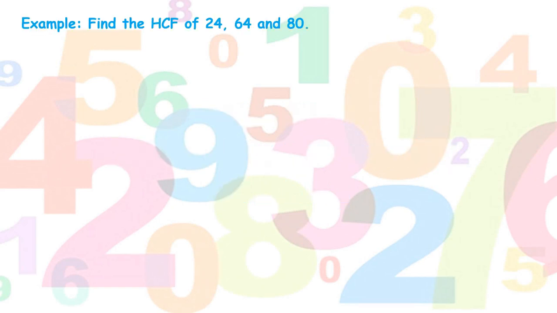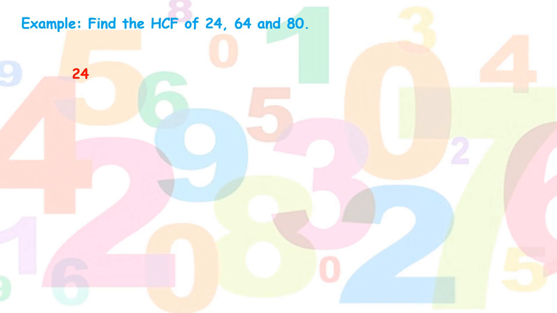Find the HCF of 24, 64 and 80. We have learned three methods of finding the HCF. First was listing the factors; yesterday we did common factors, so that very method is for finding the HCF. Second was by prime factorization: we prime factorize each number and take out the common factors. And the third method is the division method. So we will do it that way.